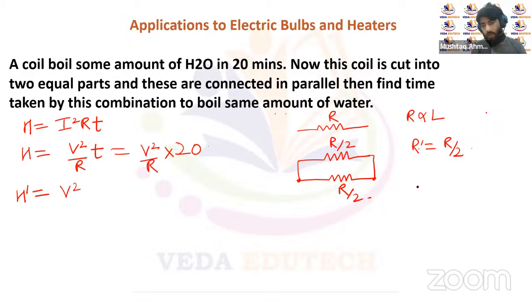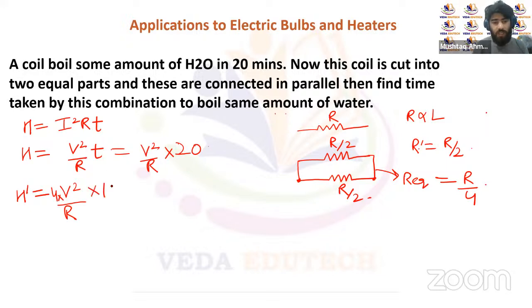If we calculate the R equivalent of this combination, it will be R upon 4. So V square upon R multiplied by 4, and multiplied by this time T dash.